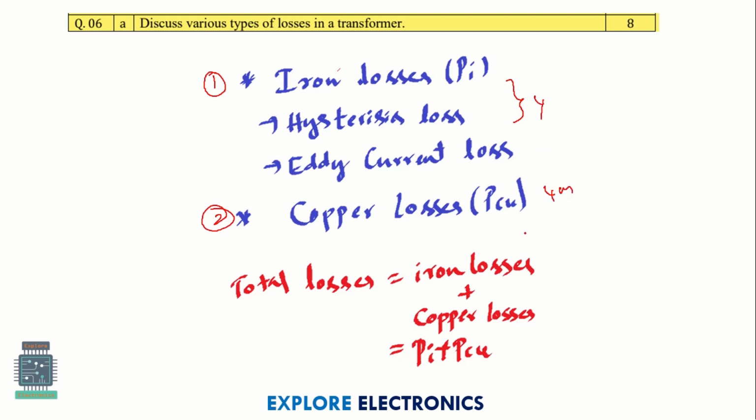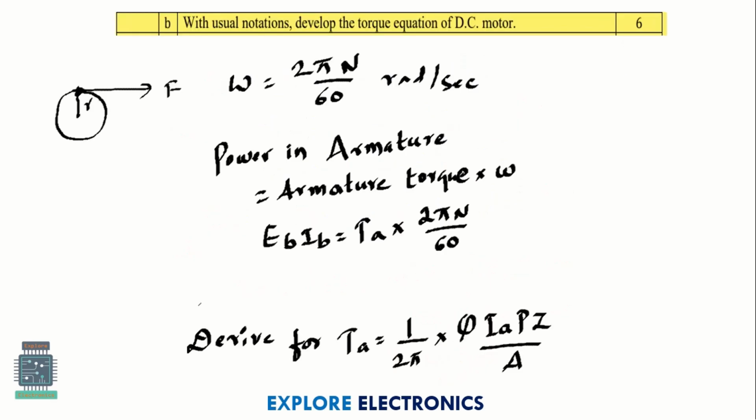And also you need to write the total expression, like iron losses plus copper losses will be considered as the total loss. Here you need to explain at least half of a page for this, and also half of a page for this. Any expression related to that you can write, technical values you can write. So to get 8 marks, you need to explain it a little bit more, you can say.